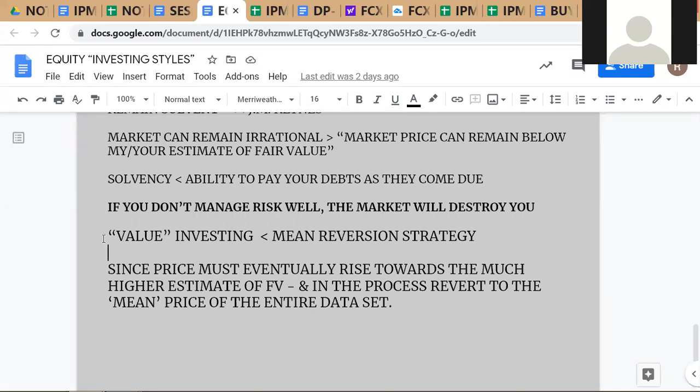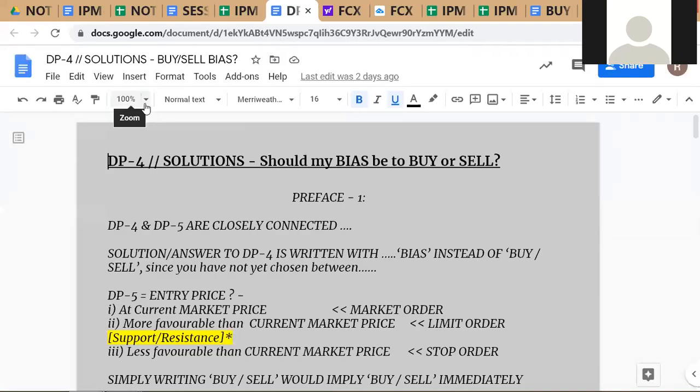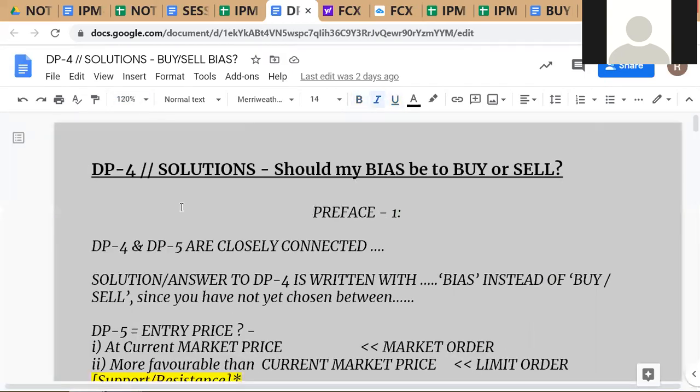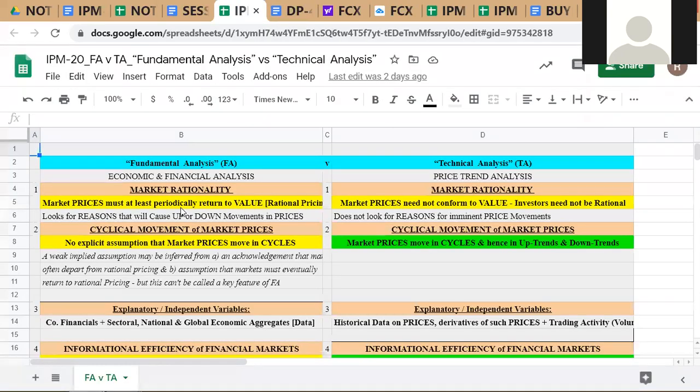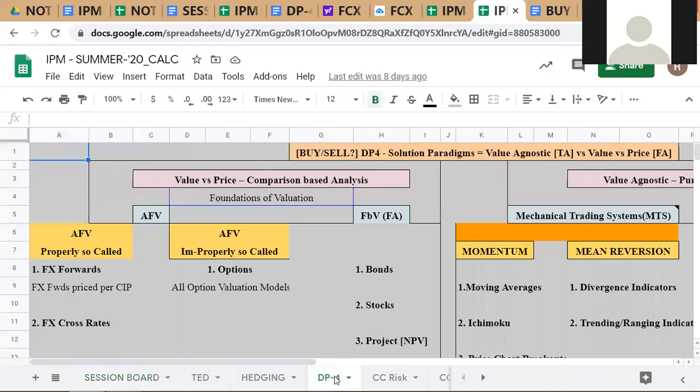So we finished this equity investing styles discussion. And just to place things in context, we were in this whole DP4 solutions. The DP4 is obviously the buy-sell bias decision problem, all right? And under that, if we go back to your calc file, let's go to your calc file. Under the calc file, you have a DP4 sheet. And in that sheet, you can see where we had given you this important perspective on the buy-sell decision problem, how you solve it, what are the theoretical frameworks used.